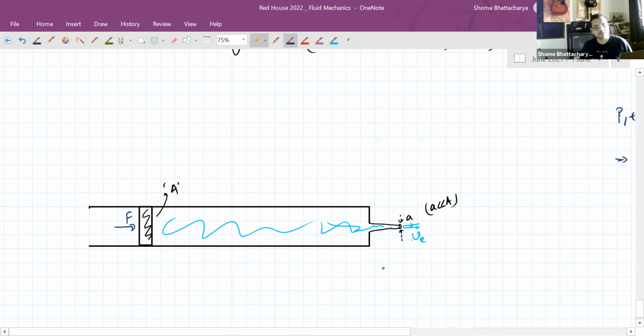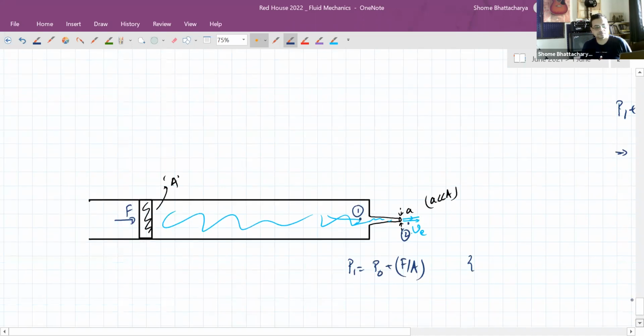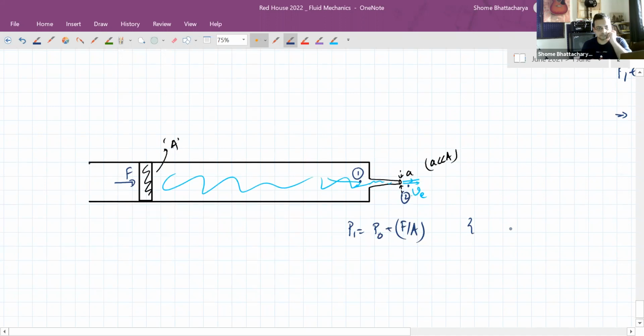So again, you can see if you take this point as point 1 and the point just outside as point 2, we can see that P1 is P0 plus F by A. This is the principle of Pascal's law. The pressure difference created at any one point is transmitted uniformly to all other points.